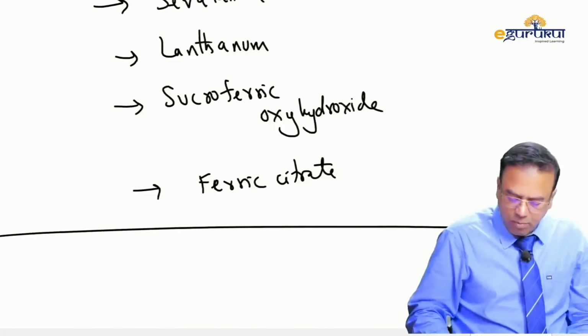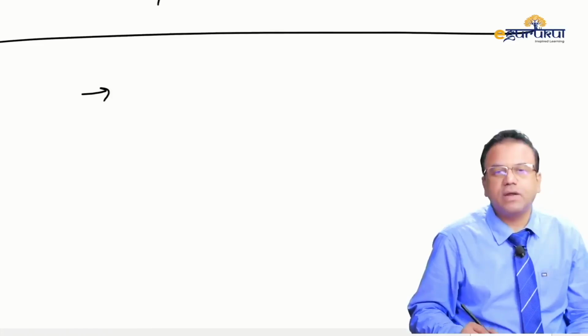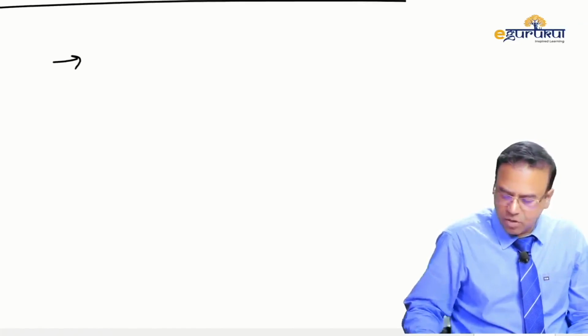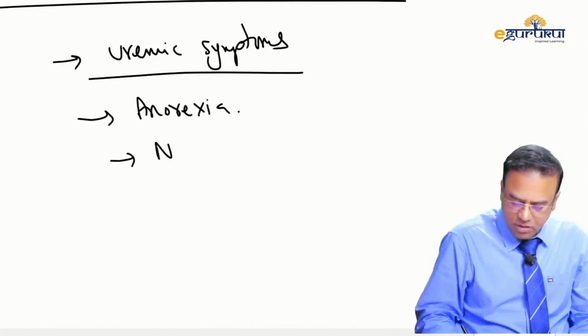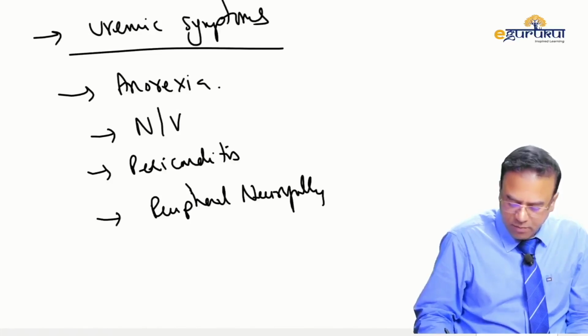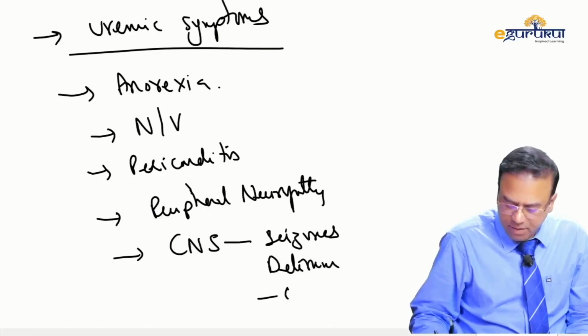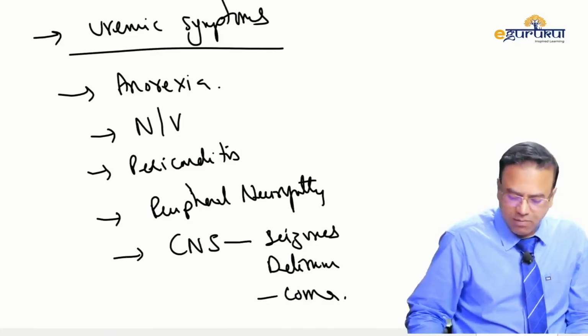One of the important problems, so basically as you can see, we are just trying to find out all the important complications that can occur in CKD and try to manage that. Also, when the patient develops uremic symptoms, now what are the uremic symptoms? Anorexia, nausea, vomiting, pericarditis, neuropathy, okay, peripheral neuropathy. The list of uremic symptoms is big, just the important ones I'm listing down. In the CNS symptoms, the patient can have seizures, delirium, sometimes may go into coma. So these are some of the important uremic symptoms that can occur.